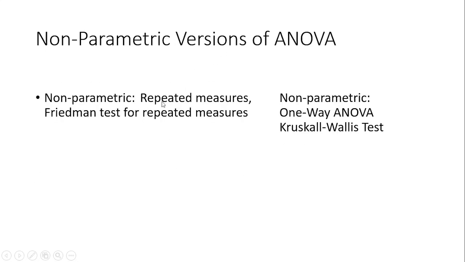Now the non-parametric versions of ANOVA. For repeated measures ANOVA, you should do the Friedman test, and for the non-parametric version of one-way ANOVA, you should do the Kruskal-Wallis test.